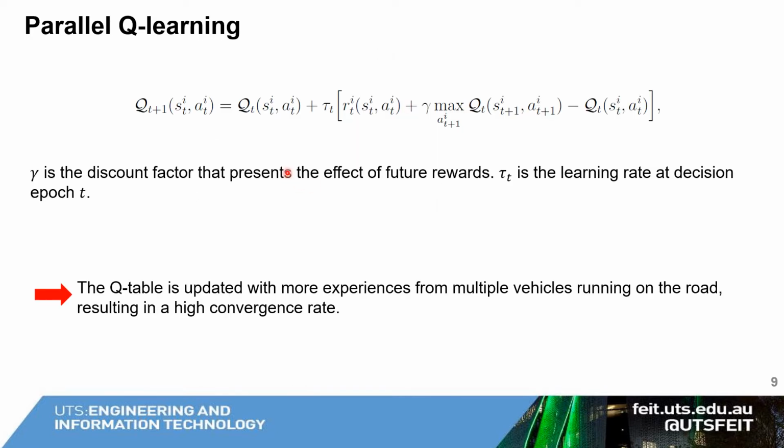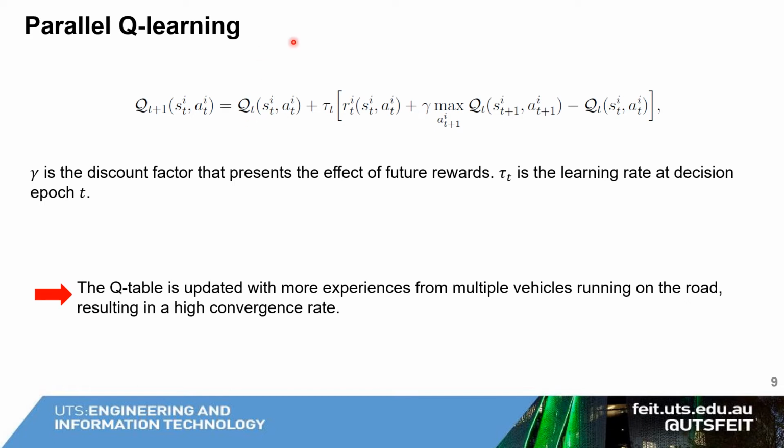At each decision epoch, the current vehicle chooses to connect to a beam and observes the data rate of the connected beam as well as the next state of the environment. Then the observations are sent to the eNodeB for learning by the corresponding learning process to update the global Q table by using this Bellman equation. In this equation, gamma is the scale factor that presents the importance of future rewards. Tau t is the learning rate at decision epoch t.